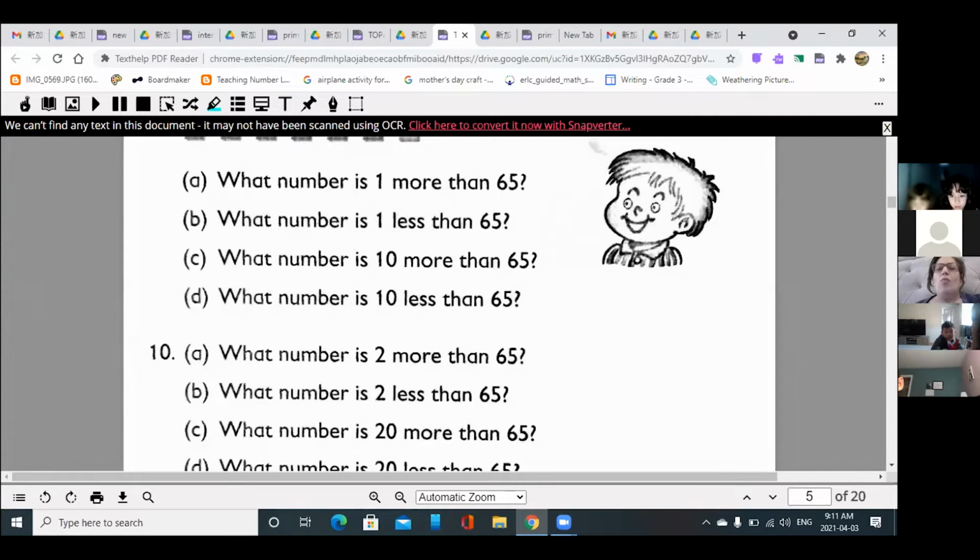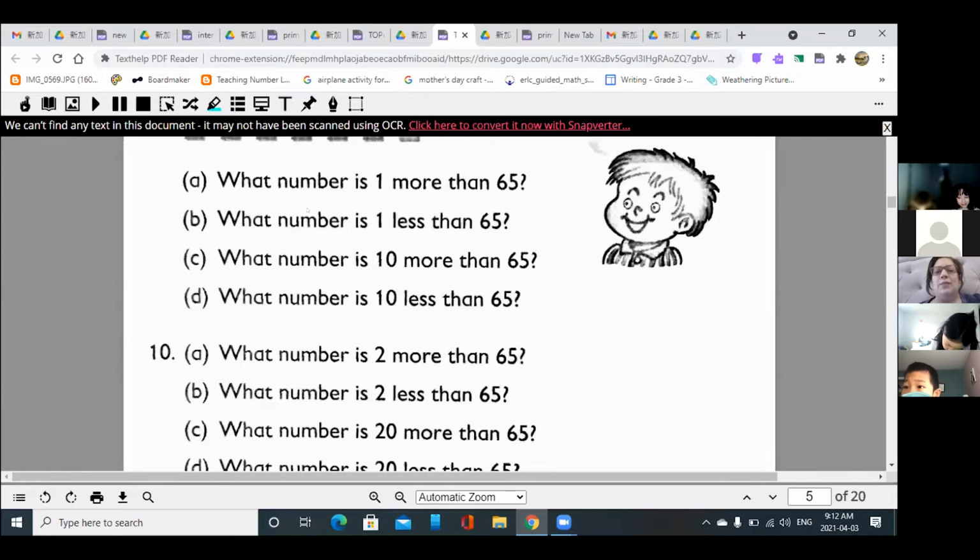Next, B. What is one number less than 65? So 65 and a number less than that gives you what number? Just write it down for now. I know you guys want to see the answers. You're excited, but we've got to keep it to ourselves right now, okay? C, what number is 10 more than 65? So if you have 65, add another 10, what do you get? Write that down on your paper. Let's move on to D now. Boys and girls, what number is 10 less than 65? 10 less than 65. Again, record the answers on your paper, okay?